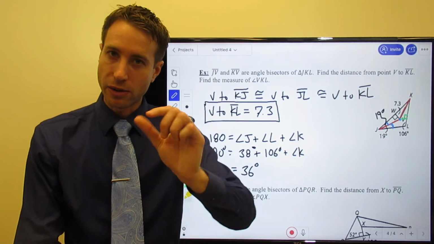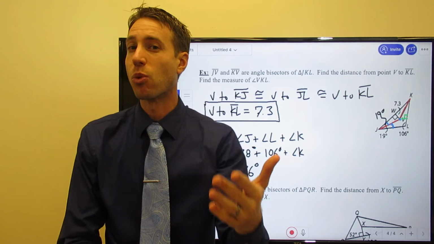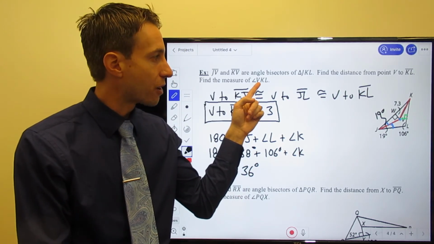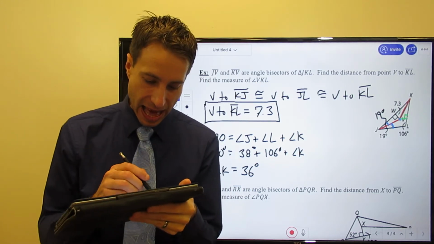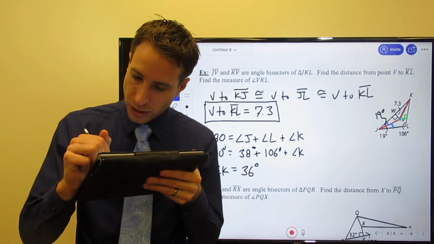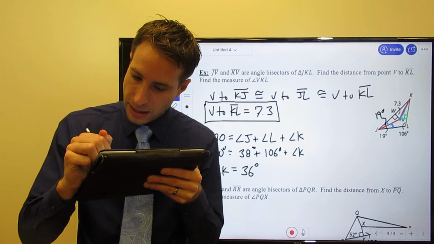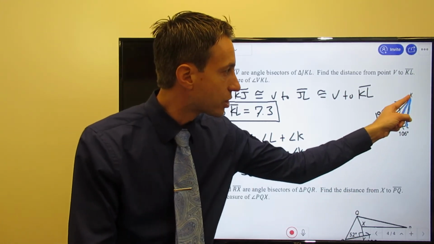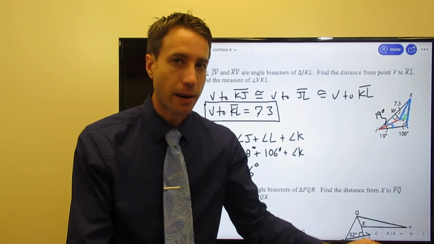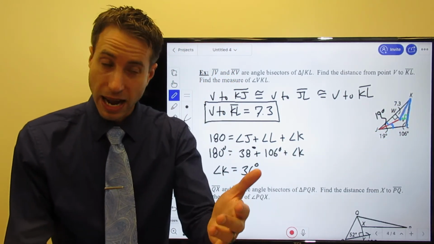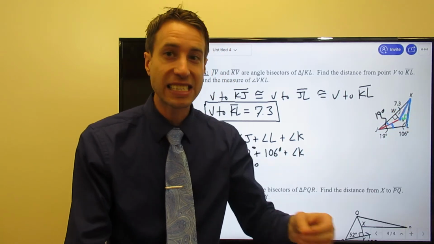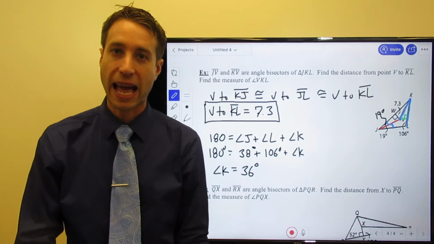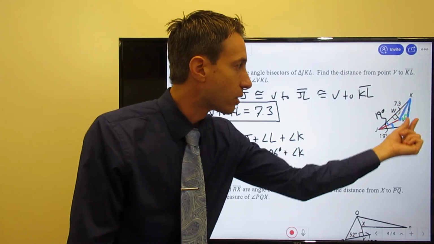Now, here's where you've got to be really careful about what I asked you. I didn't ask you for angle K. I asked you for angle VKL. So right here in blue, hopefully you can see this, I want VKL. I want just that little sliver right there. But I know that VK is an angle bisector. It splits K into two equal angles. So how do I find that little sliver?